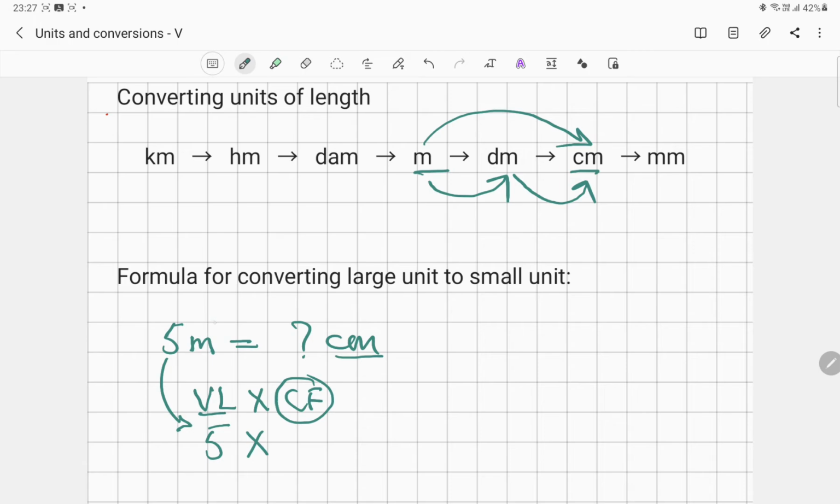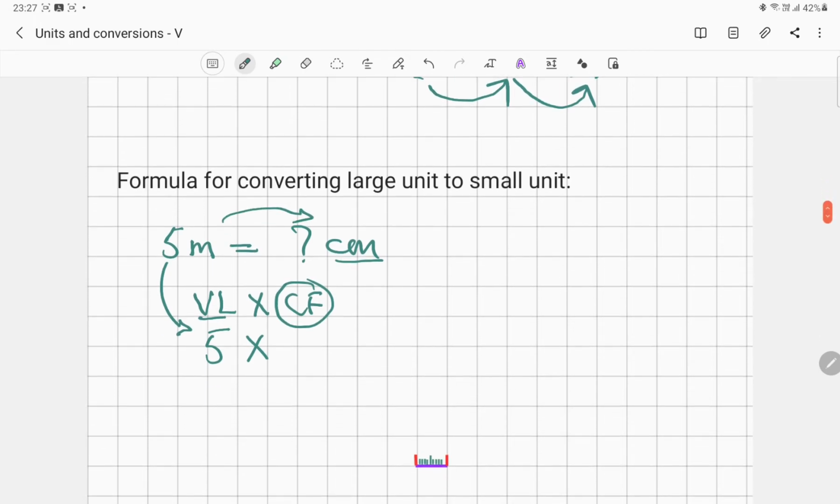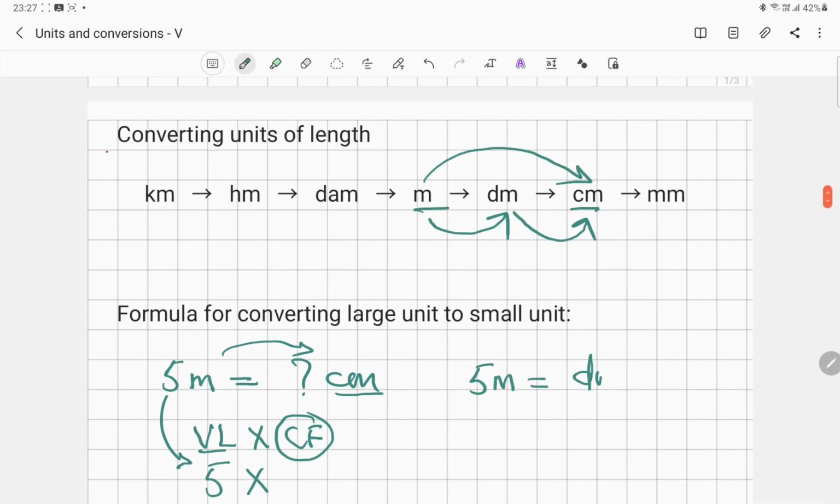So rather than converting 5 meters into centimeter directly, let us go to the first step, which is, let us convert 5 meters into decimeters. Right? We can convert 5 meters into decimeters. So this part is easy. So let's do 5 meters.